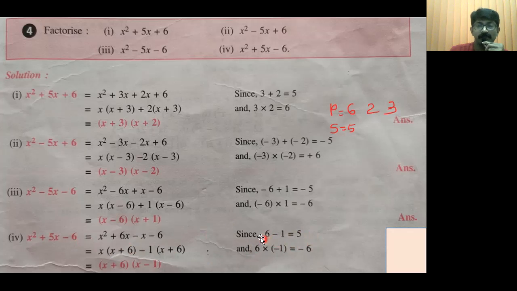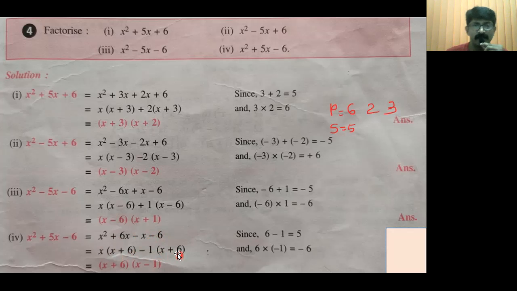Now we're going to take this 6x over here and minus 1x over here instead of plus 5x. Okay, so x square plus 6x minus 6. Now from these two terms you can take another x common, so x plus 6. From here negative 1 common, so x plus 6 in another bracket.